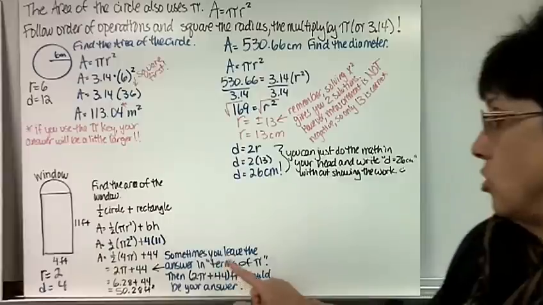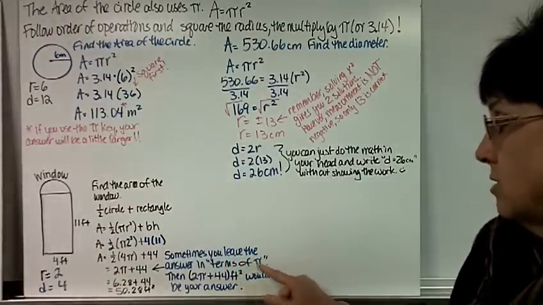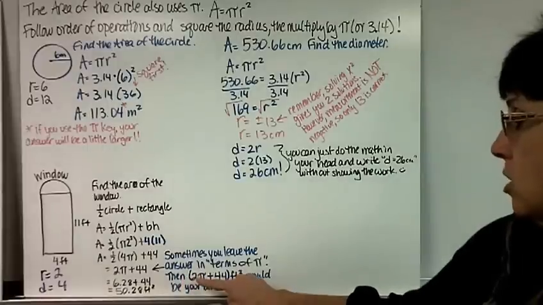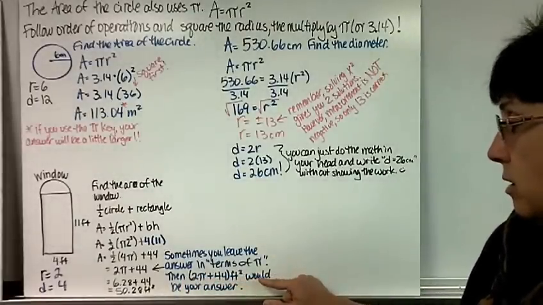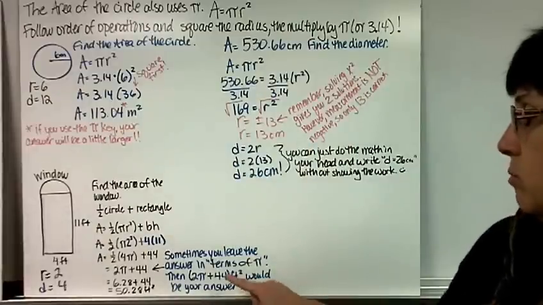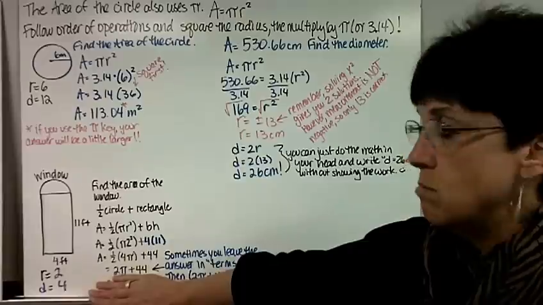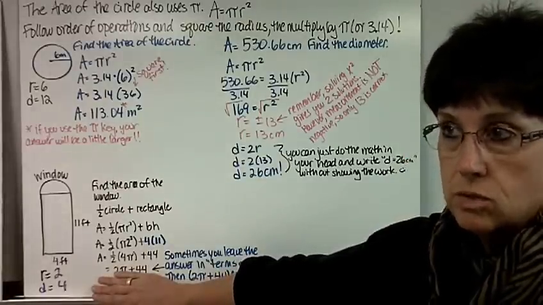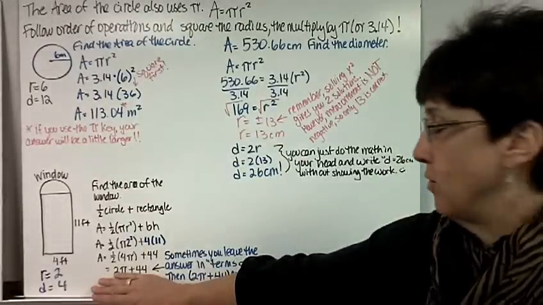And sometimes you are asked to leave the answer in terms of pi. So if you did that, you would write (2 times pi plus 44) feet squared is your area. It's the whole thing. You want to put it in parentheses because it's not just 44 feet squared. And that is the most accurate measure, because when we multiply it by the pi key or by 3.14, we're not going out to infinity.